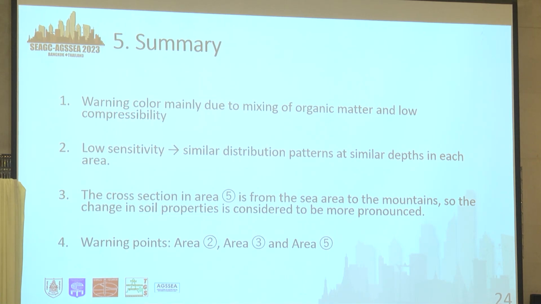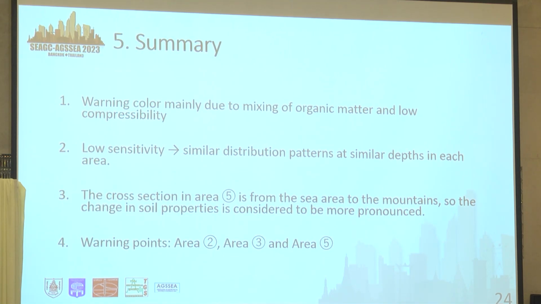Okay, this is the summary. The key findings obtained from this study using the method can be summarized as follows. First, the dominant factors contributing to the darker warning colors were presence of organic material and low compressibility. And areas exhibiting low sensitivity based on the liquidity index showed similar distribution patterns at comparable depths across all regions. The cross-section of Area 5 extending from the coastal area to the mountains is believed to exhibit significant variations in soil properties.